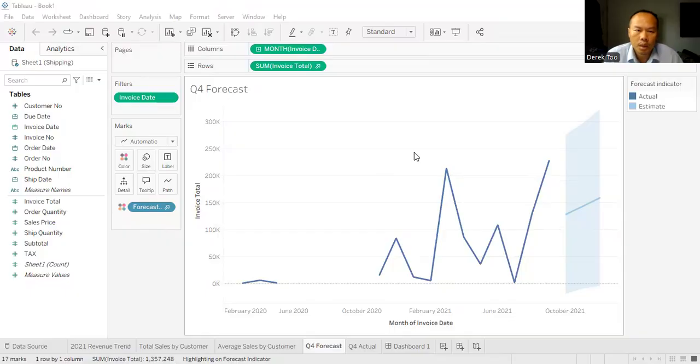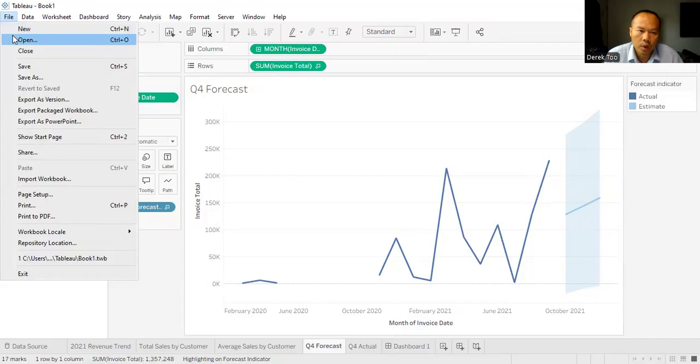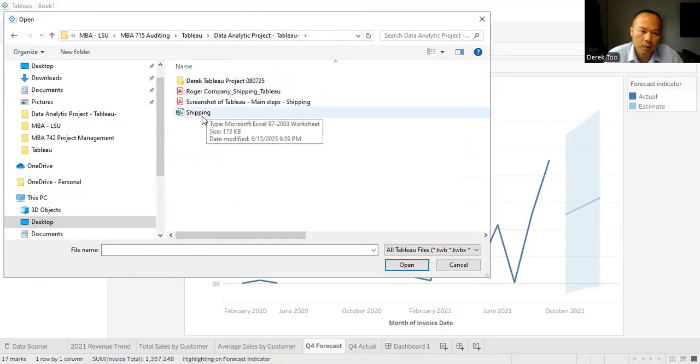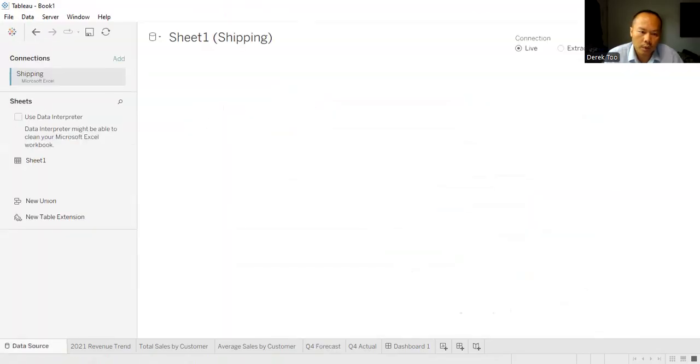First I'm going to share and show you here. This is Tableau, and to get started, first we need to upload the Excel file, and the Excel file is the shipping file. That's the company's data. We upload it and select it, click open, and it uploads into Tableau. And this is what we have here.